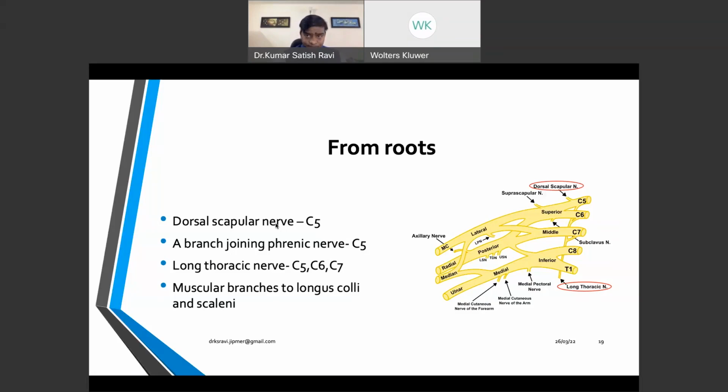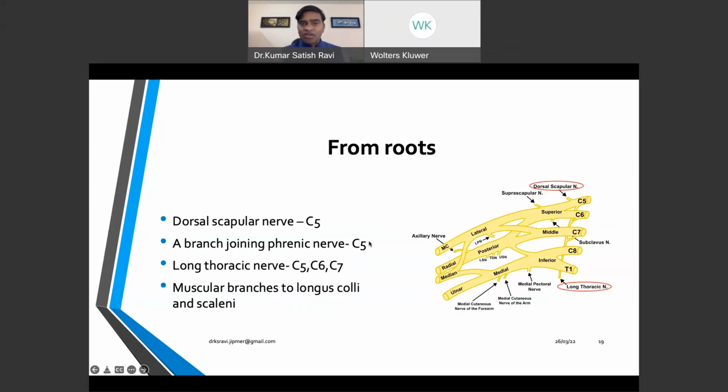So if you see over here, these fibers, that is the dorsal scapular nerve, pierce the scalenus medius and pass beneath the levator scapulae. There it gives a twig to the levator scapulae, and then it accompanies the descending scapular artery and supplies both the rhomboids major as well as the rhomboids minor muscle. Then, as I said, there will be a contribution to the phrenic nerve from C5.